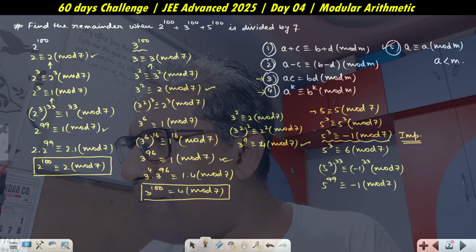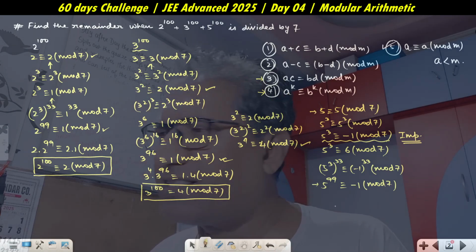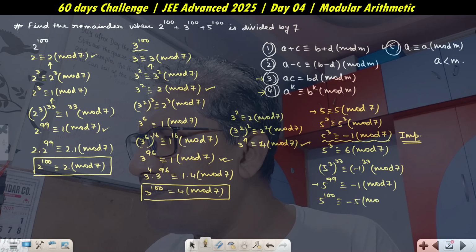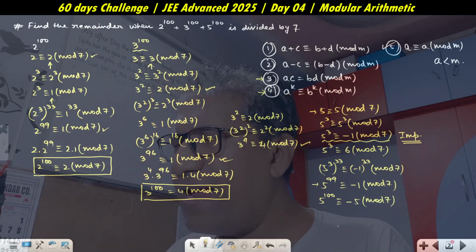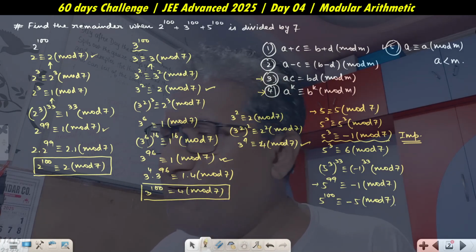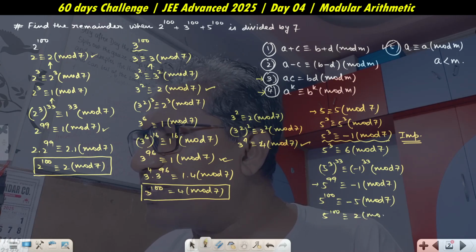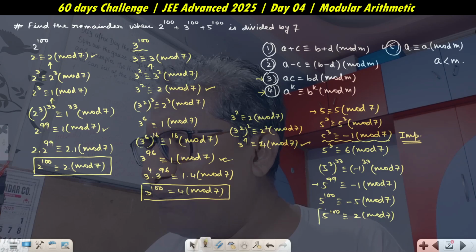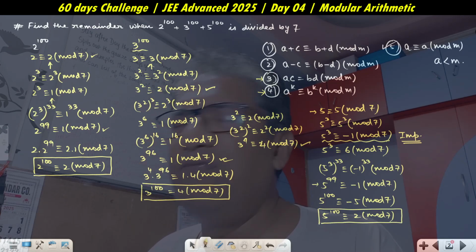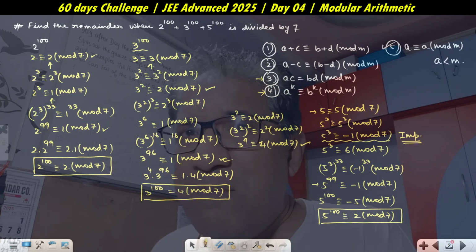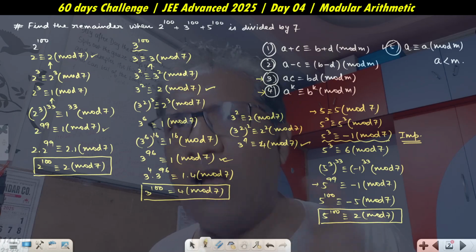So simply I am multiplying this and this, the corresponding sides. So we are having 5 to the power 100 is congruent to minus 5 modulo 7, right? But the remainder cannot be negative, so I will simply add the divisor. So 5 to the power 100 will be 2 modulo 7. You see how quickly we got? That is why we will take the advantage of bringing the remainder as either 1 or minus 1.